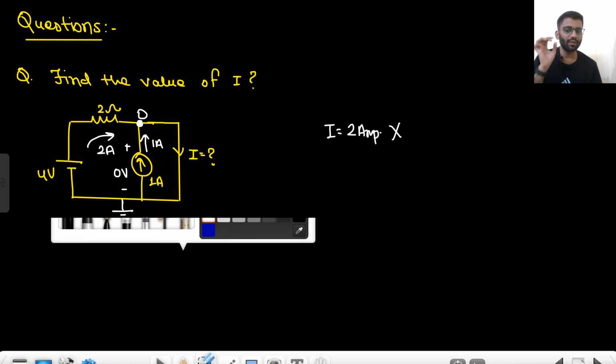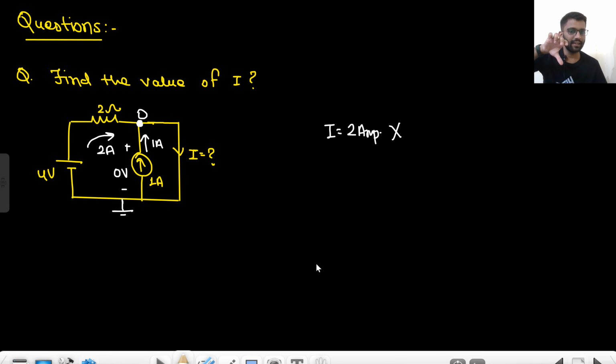So if your current source is short circuited, still it will give the same amount of current. You always have to remember, okay? Even if your current source is short circuited, it will always give the same amount of current.